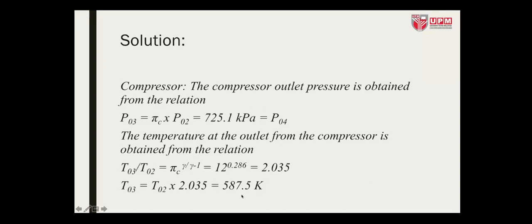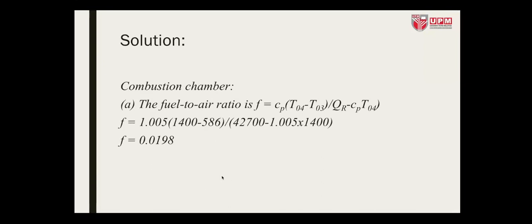So basically we already obtained the pressure and the temperature at the compressor outlet. Then in the combustion chamber, we assume the combustion chamber to be steady. The pressure is almost constant. So for the fuel to air ratio, there's a formula there to find this fuel to air ratio.